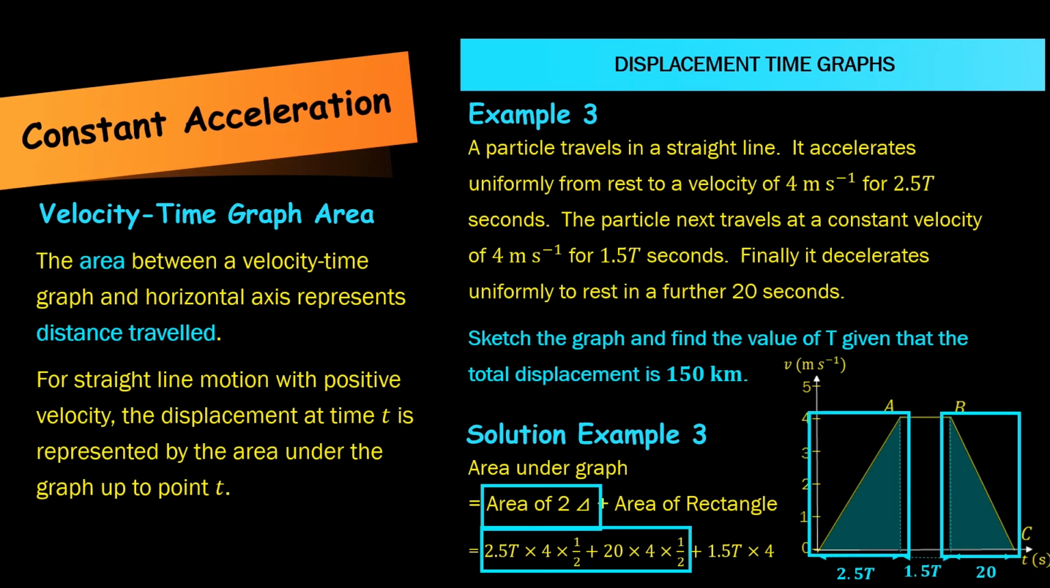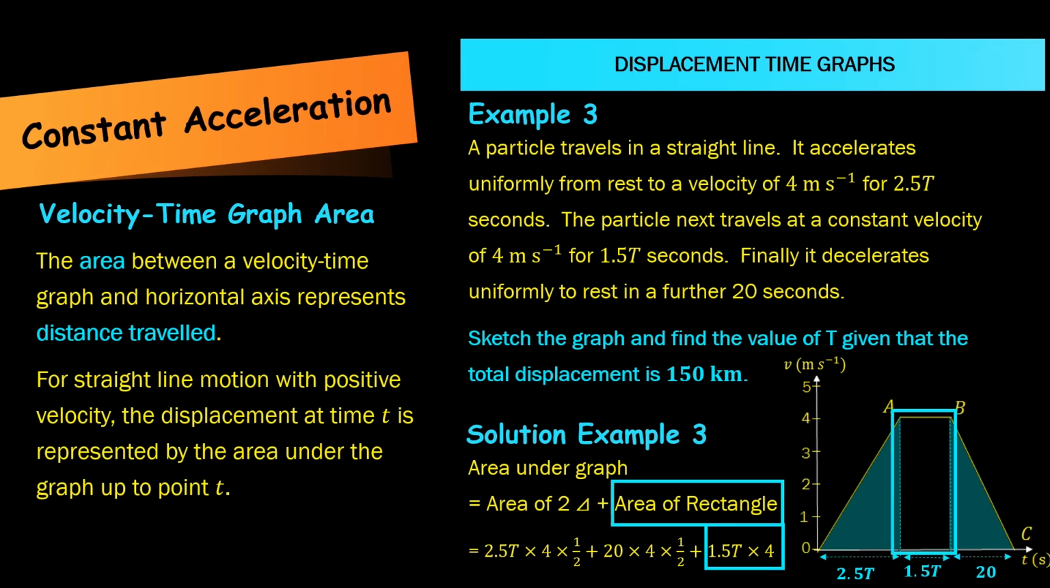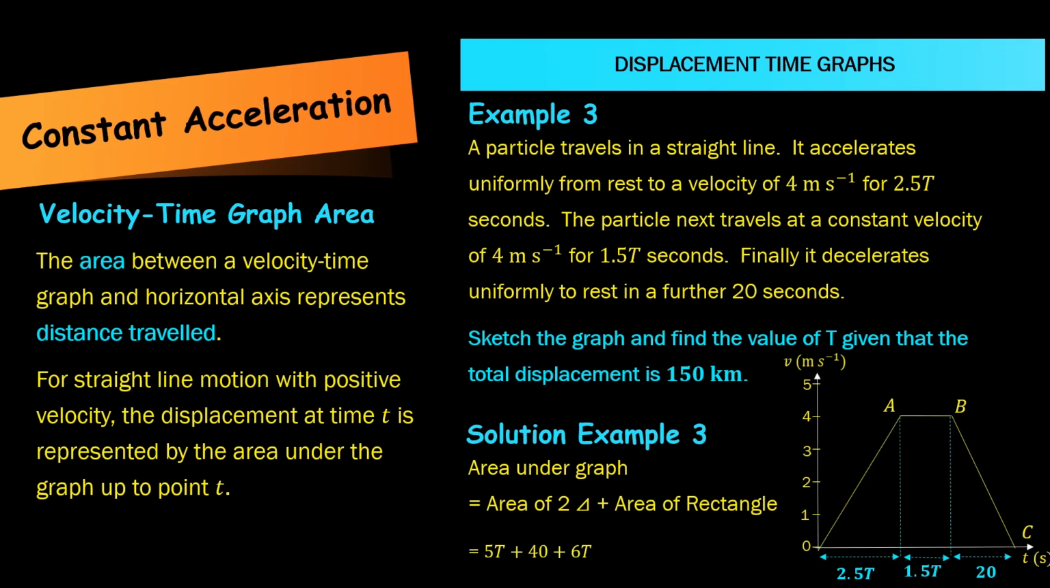So here are the areas of the two triangles. And of course the formula for the area of a triangle is half base times height. So we have applied that to each of these two triangles. And of course plus the area of the rectangle, which is 1.5 t times 4, which is the height of this rectangle. And so tidying up, we have 5t plus 4t plus 6t.